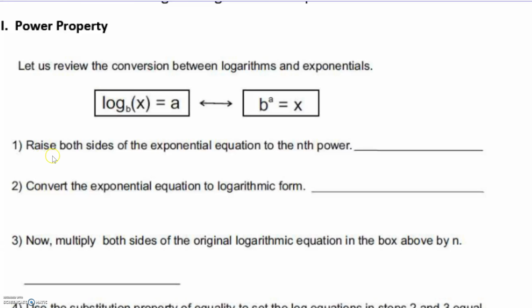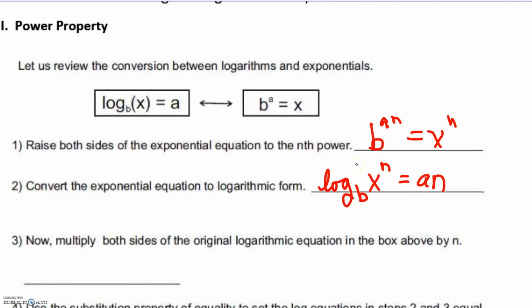So step 1 says raise both sides of the exponential equation to the nth power. This one over here on the right is the exponential equation. So I'm just going to raise both sides to the n. Now it looks like that. Then convert that into logarithmic form. So that would be log base b of x to the n equals a times n. So I made this the base of the logarithm, and then this is the exponent, and remember log means exponent. So the log base b of x to the n equals an.